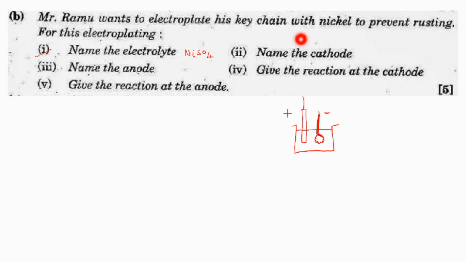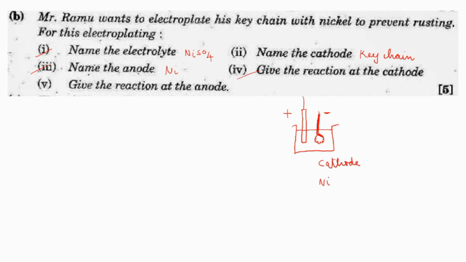Name the cathode. So whenever you are getting a question like this, you just write and say, okay, the article to be plated should always be connected to the negative terminal of a battery, or it should always be kept as a cathode. So which is the cathode? Cathode is his keychain. Correct? Yes. And what is the anode they are asking? As we are plating the article with nickel, nickel should be kept as the anode.